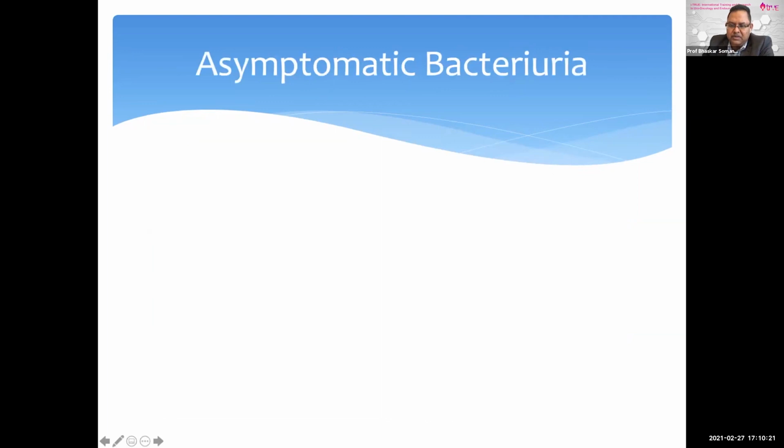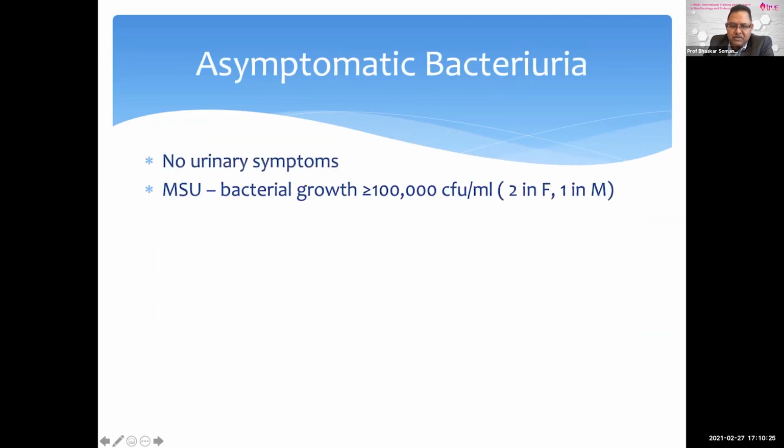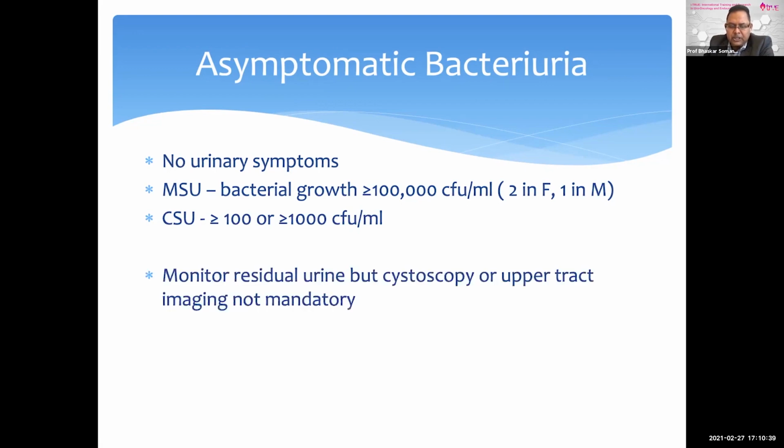This is an important concept, again, asymptomatic bacteriuria. Generally there are no symptoms, and the bacterial growth is more than 100,000 colony-forming units per mil, on 2 occasions in females and 1 in males, or in catheter-associated specimens. Generally, we say you need to monitor residual urine, but it's not mandatory to have cystoscopy or upper tract imaging. If Proteus, you need to exclude stones, and men must have a rectal examination to rule out prostate involvement or abscess.